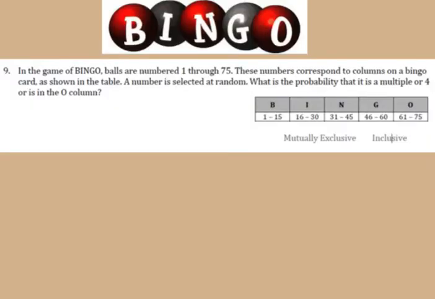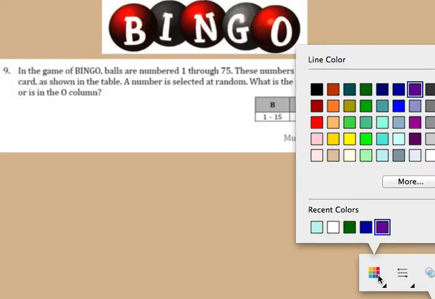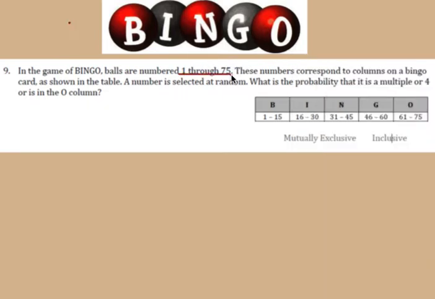Now let's take a look at number 9. So for number 9, what we have is a game of bingo. The balls are numbered 1 through 75. The numbers that correspond to the columns on the bingo card are shown in the table. So this tells us which numbers go where. A number is selected at random. What is the probability that it is a multiple of 4, or is in the O column?